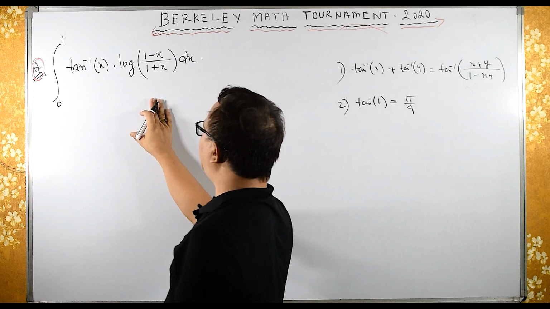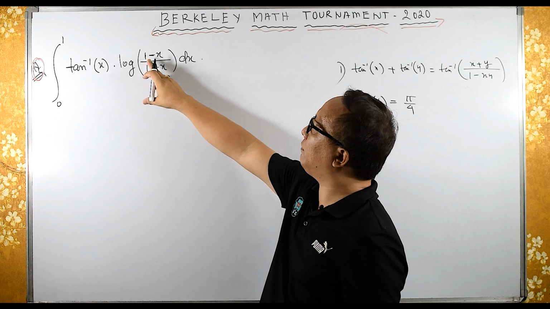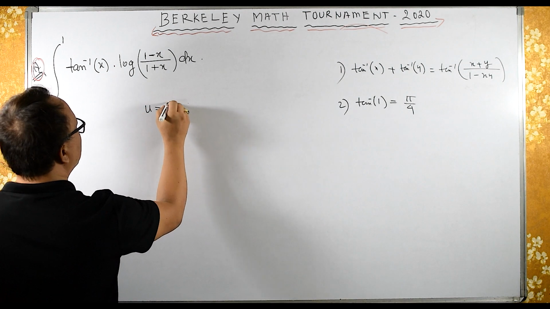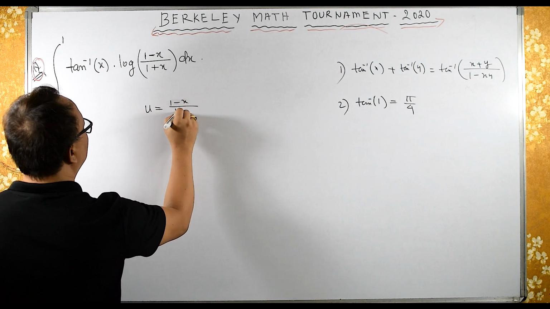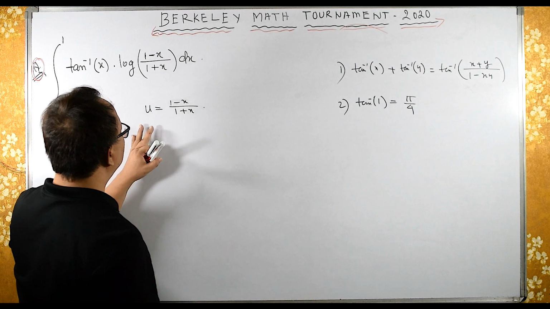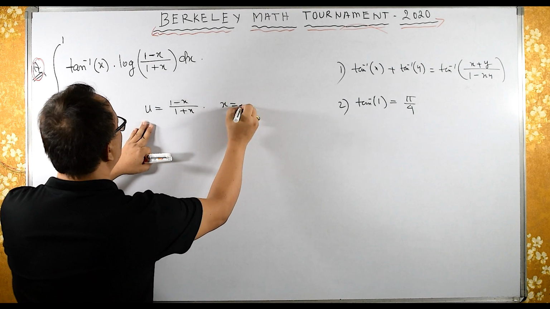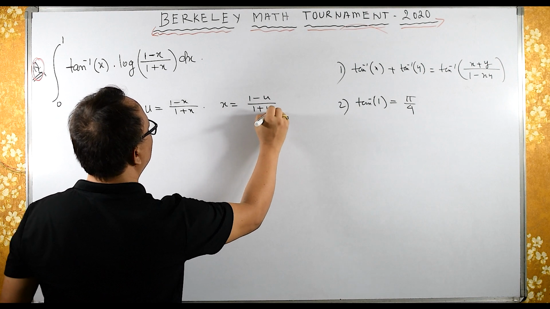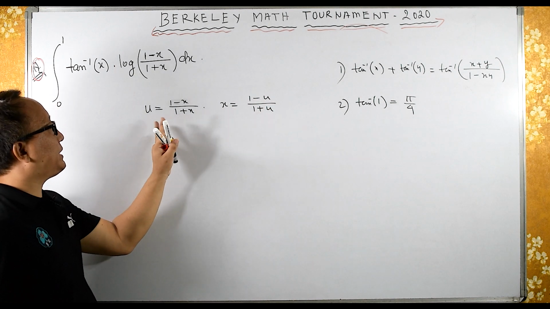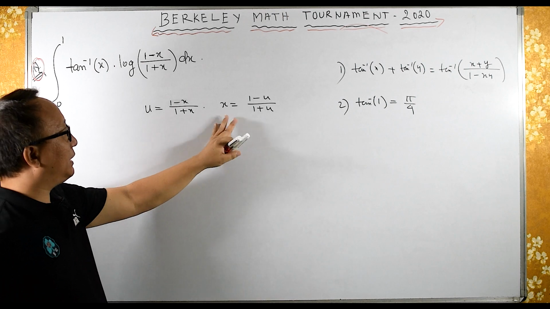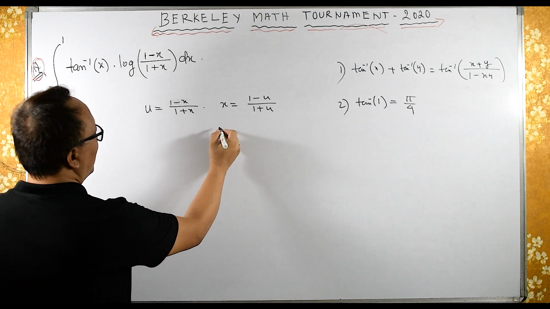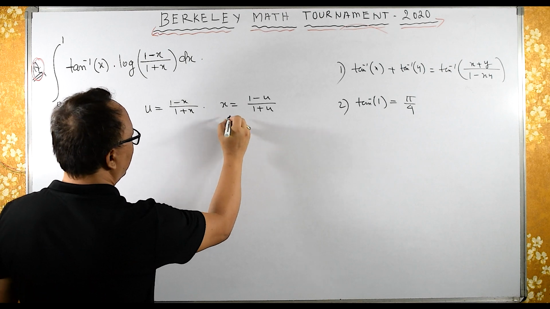If I substitute u equals (1 minus x) upon (1 plus x), let's see how. Then can I write x equals (1 minus u) upon (1 plus u), because u and x are interrelated and one is the inverse of the other. Therefore, from here I can find dx.